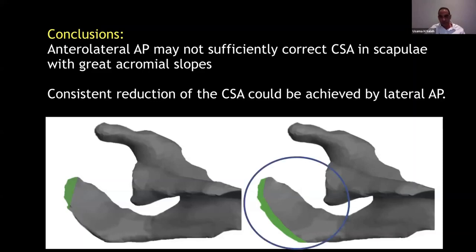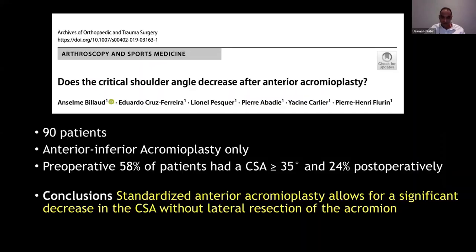There are 2 studies coming after that from France, one in 2009 and the other one just this year, 2020. They looked at their patients retrospectively and they found that they just did anterolateral acromioplasty and ended up with a correction of the critical shoulder angle. So their conclusion is that the standardized anterior acromioplasty or anteroinferior acromioplasty will also do the same job and significantly reduce the critical shoulder angle or normalize the high critical shoulder angle.